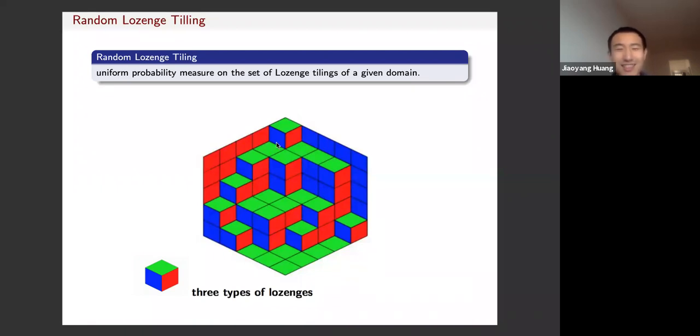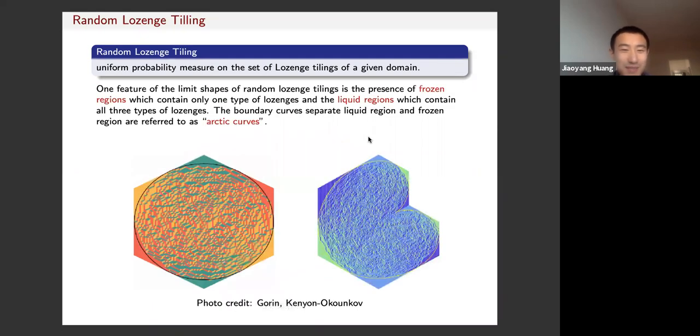You can also think of this as a pile of a bunch of those 3D boxes. So this is also called the box partition. If you think of it this way, then this gives you a 3D surface. So you can also think of this random Lozenge tiling as an example of those random surfaces. Here are some more simulations of the Lozenge tiling.